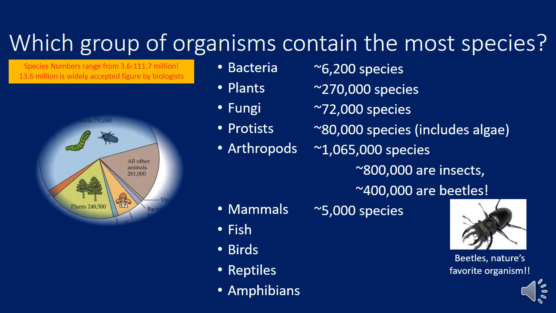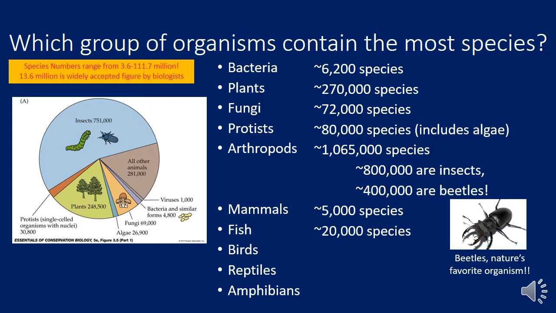Mammals, cute furry stuff, there's only 5,000 of them. Fish, 20,000. Birds, about 10,000. Reptiles, about 10,000. And amphibians, about 7,000. Right, so if we're looking at that, you're like, well, there's a lot more insects than anything else. So if we look at the pie chart of life here, we got more insects than all the other stuff combined. Over half is insects.